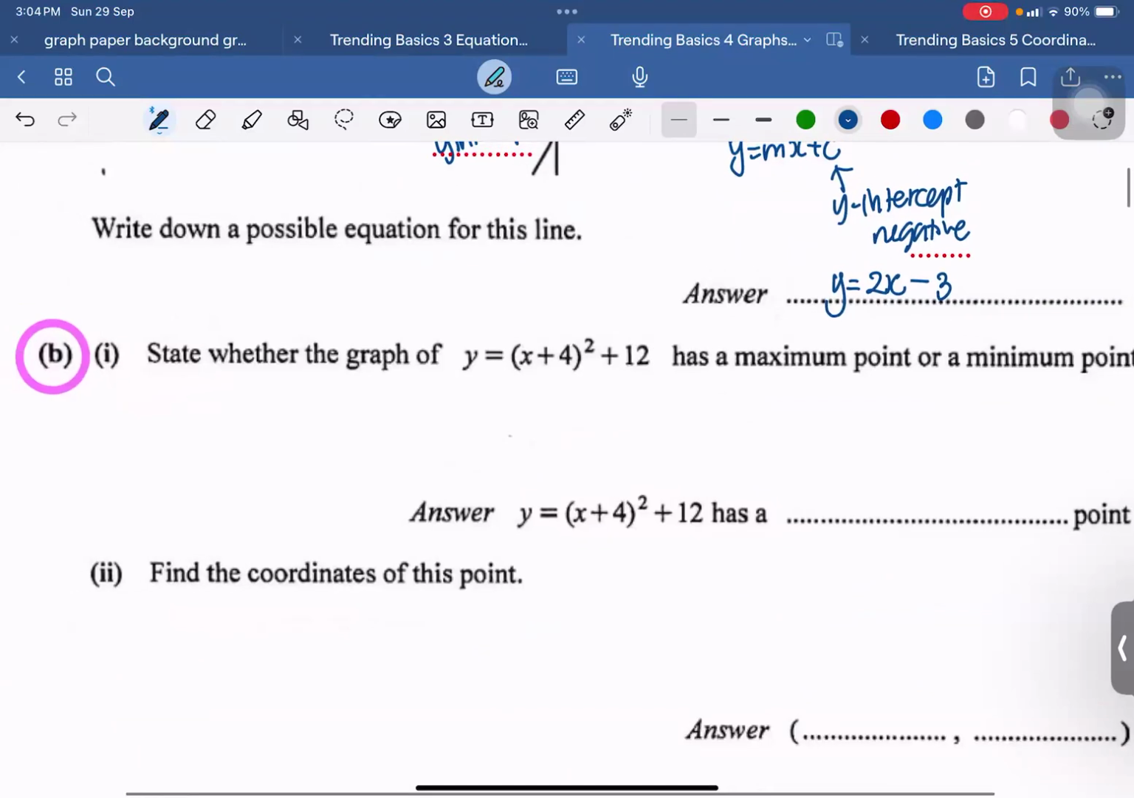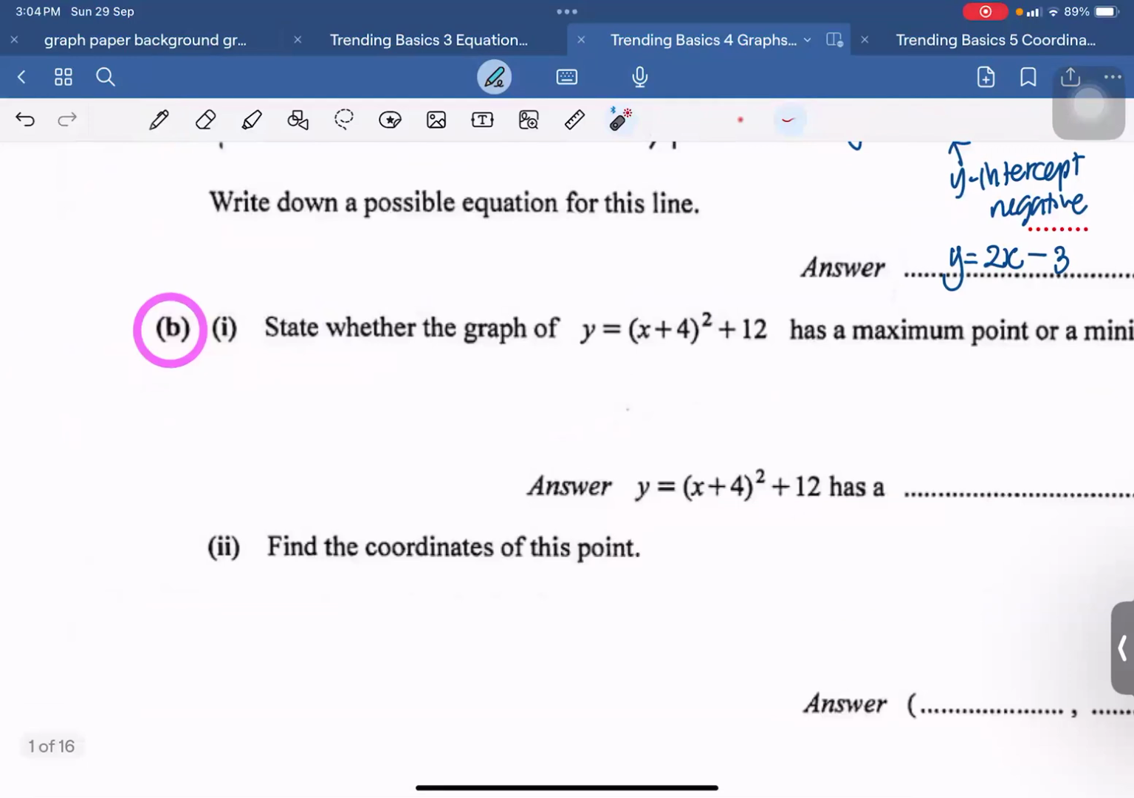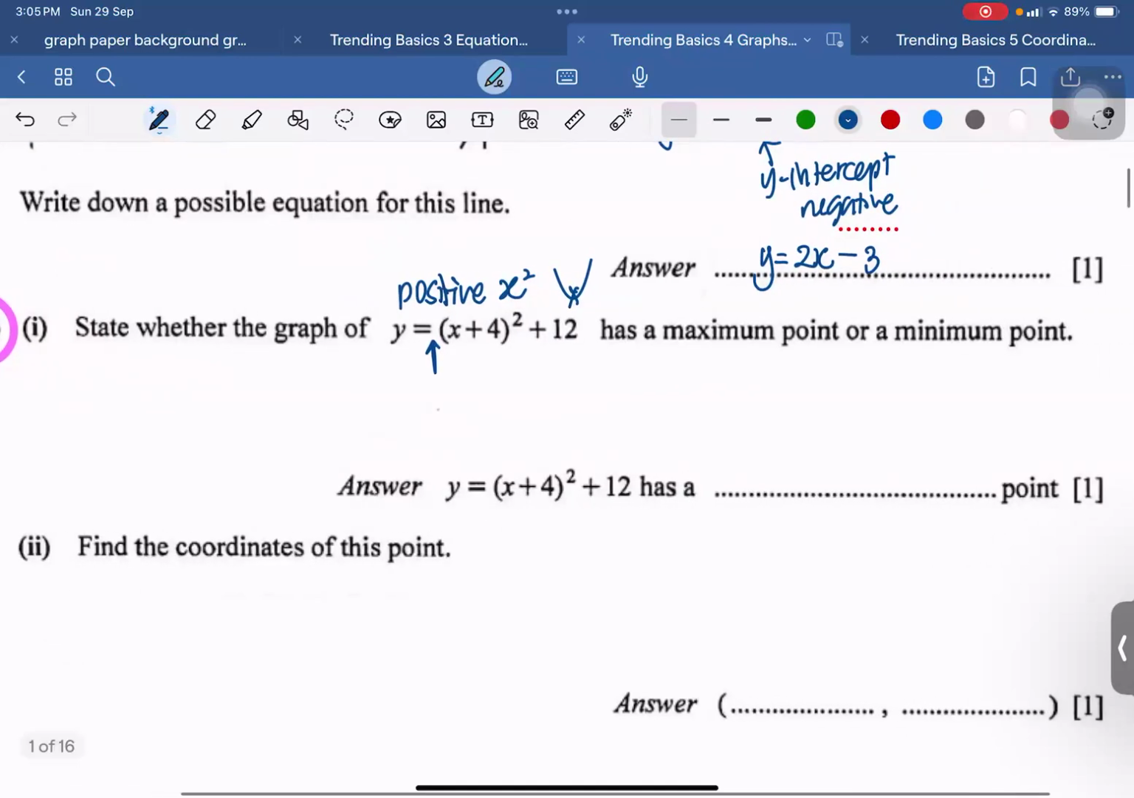Next one, this one is testing your understanding. Does this graph have a maximum or minimum point? This is of the completed square form. Not sure if you remember what we went through the other day on graphs. When we're saying completed square form can help us to read the turning point directly. First part over here, there is no negative sign outside the bracket. This positive x squared is a happy face, it will be a minimum.